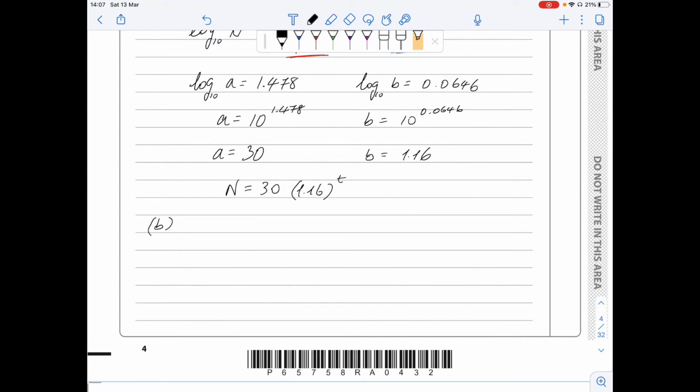For part B, I will just substitute t with 30, and this comes out to be 2575.496, and then to 2 significant figures, this is 2600.